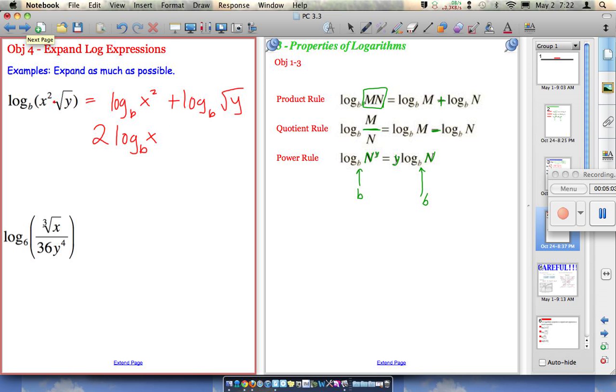And again, I'm going to take this power out, knowing that the square root of y is the same as y to the 1/2. I'm going to take the 1/2 out. 1/2 log base b of y.